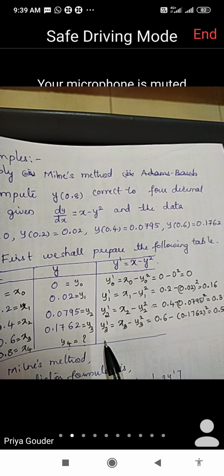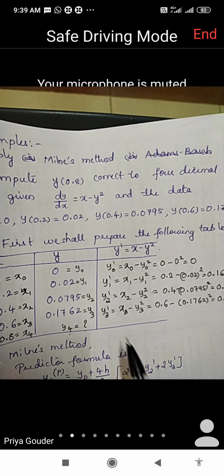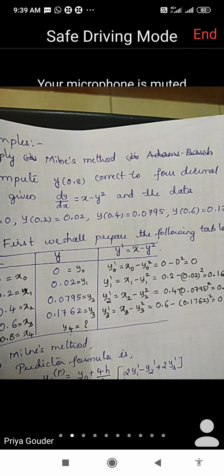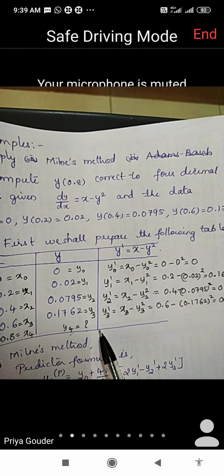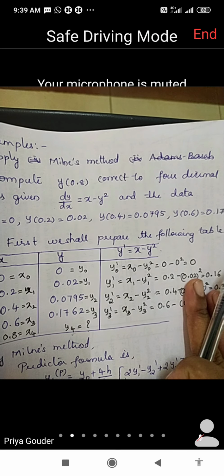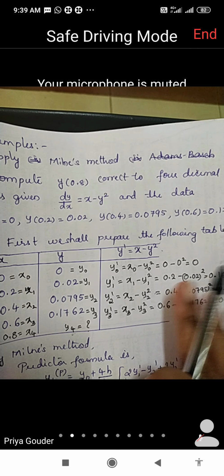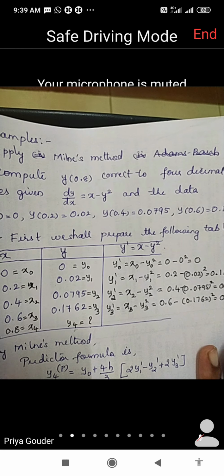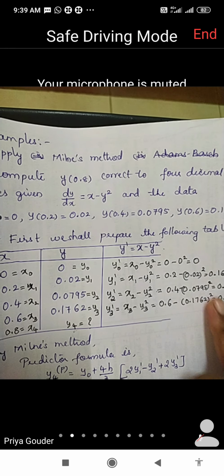Tell me, can we calculate y4 dash now? Why? We don't know still what is y4. We have not calculated, so we cannot calculate y4 dash. So this is the tabular form. If you write this much, half of the marks, like 3 marks, you'll get. And there's not much to worry about here.